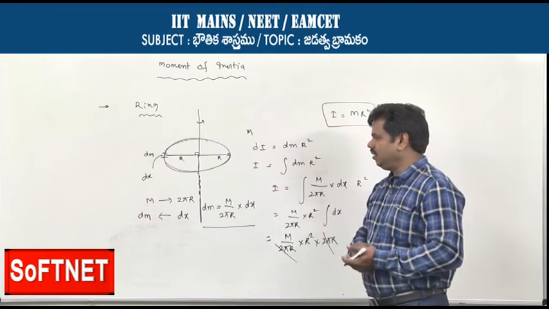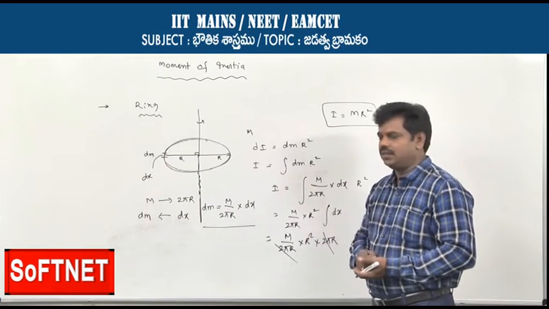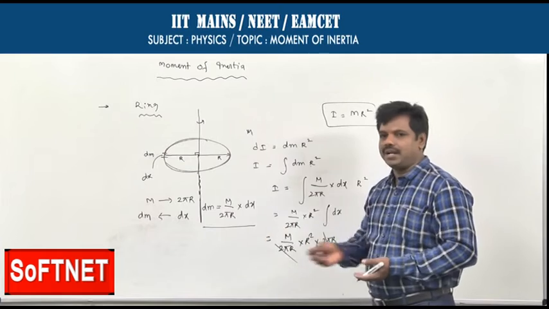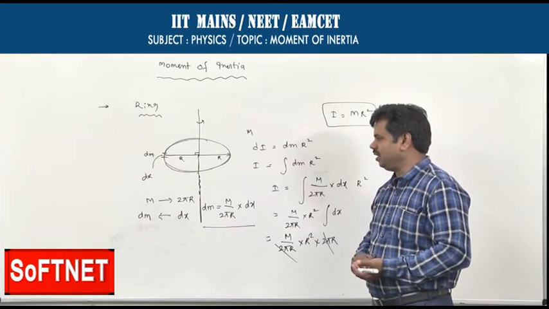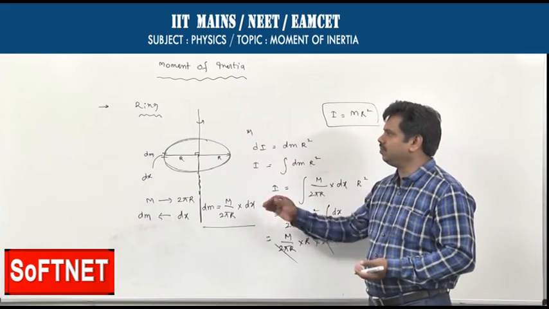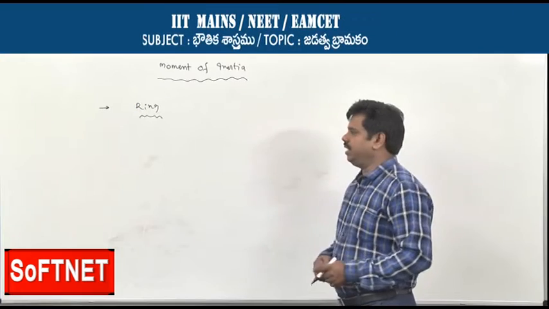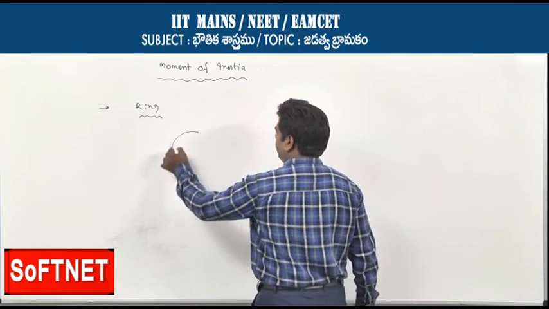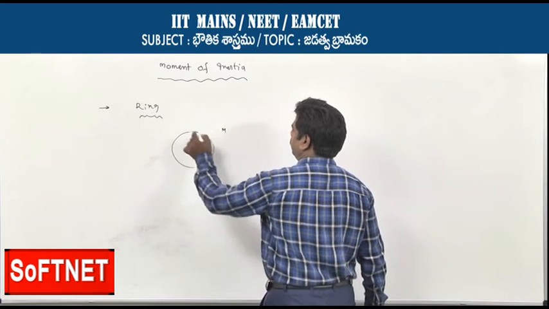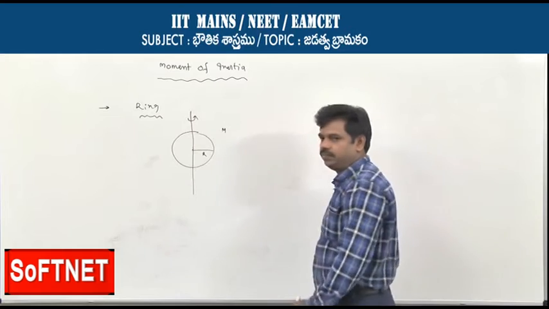Now we can easily find out the moment of inertia of the ring about the diameter, and whatever axis is given, by applying either the parallel axis theorem or the perpendicular axis theorem. So let us go through one or two examples to find out the moment of inertia of the ring. Let us find out the moment of inertia of the ring about the diameter. This is the capital R, mass is equal to capital M. I am going to find out about the diameter.